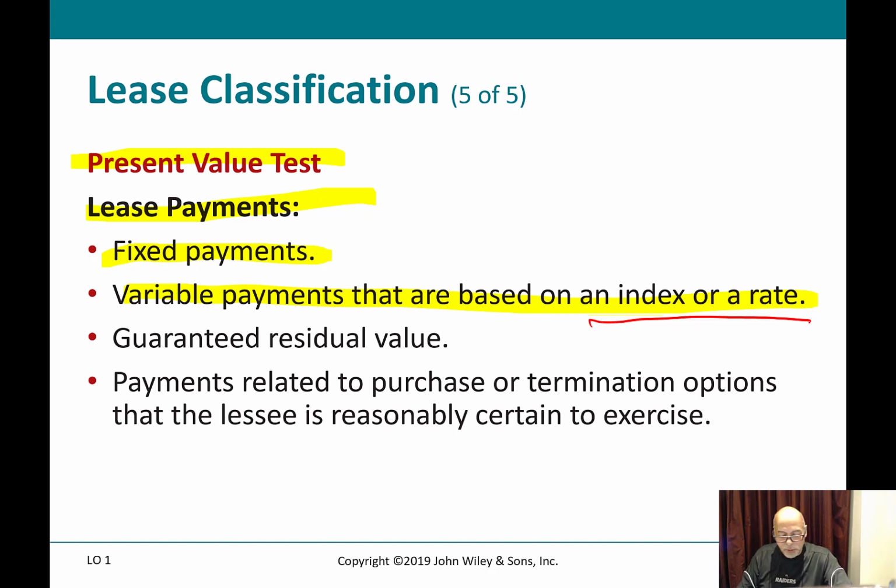And then payments related to purchase or termination options that the lessee is reasonably certain to exercise. All of these payments would be included. We'd have to get the present value of those and then compare that to the fair market value of the property. And if the present value of those payments is greater than or equal to 90% of the fair market value of the property, we have essentially determined that we've met the present value test, and we would treat that as a financing lease.